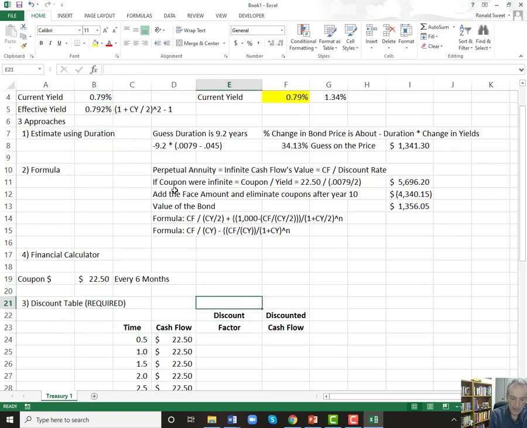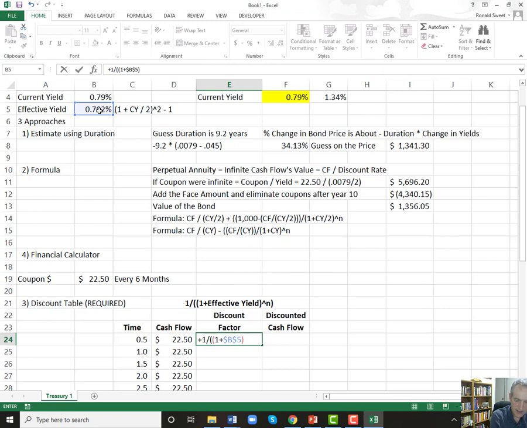For the discount factor, we're just going to use the formula 1 divided by 1 plus the effective yield, raised to the time. That's the formula we're going to use. So 1 divided by 1 plus our effective yield. We need to hit the F4 key, or the function 4 key if you're on Mac. Close parentheses, raise it to the time, where here's our time right over here, 0.5.